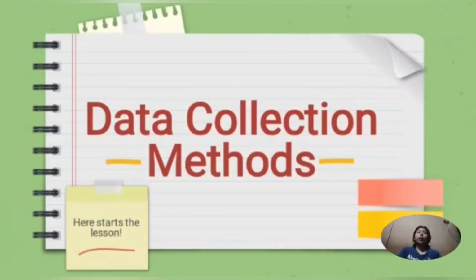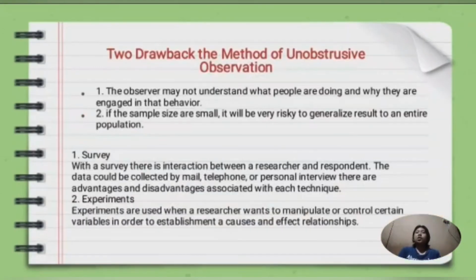And next we will discuss data collection methods. Primary data can be collected by observation of behavior, by survey, or by laboratory experiment. Observation may or may not involve direct interaction with the people whose behavior is under study.